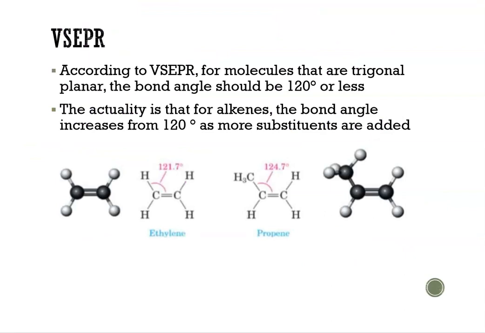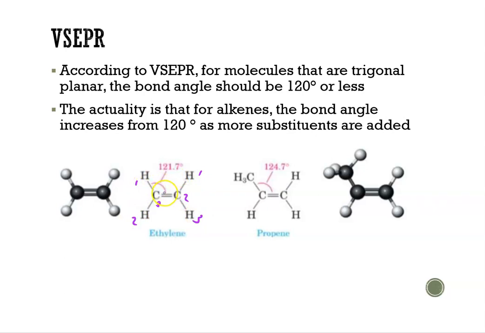According to VSEPR, the molecules that are trigonal planar, meaning they have 3 things attached, so each of these carbons in this double bond would have 3 things attached to it. 1, 2, 3 on this one. 1, 2, 3 on this one.